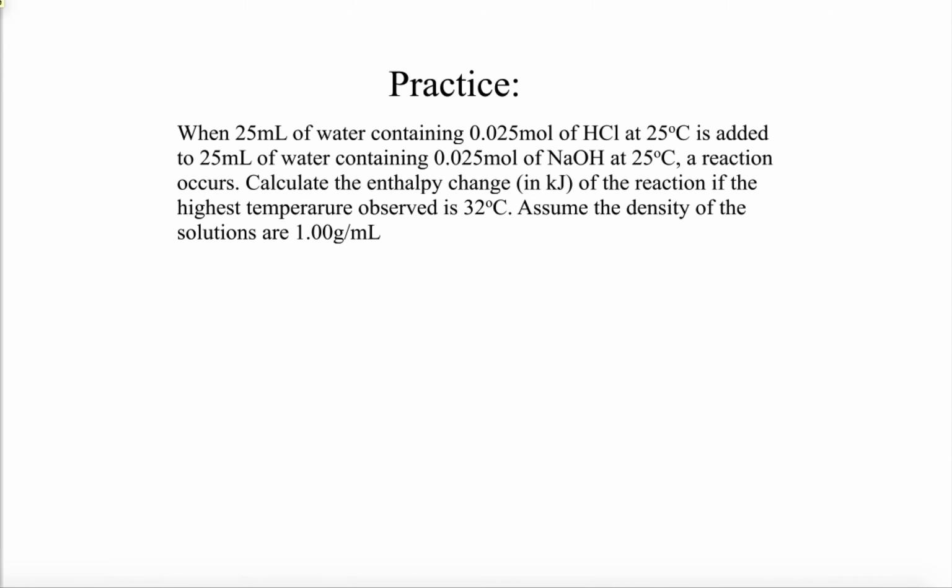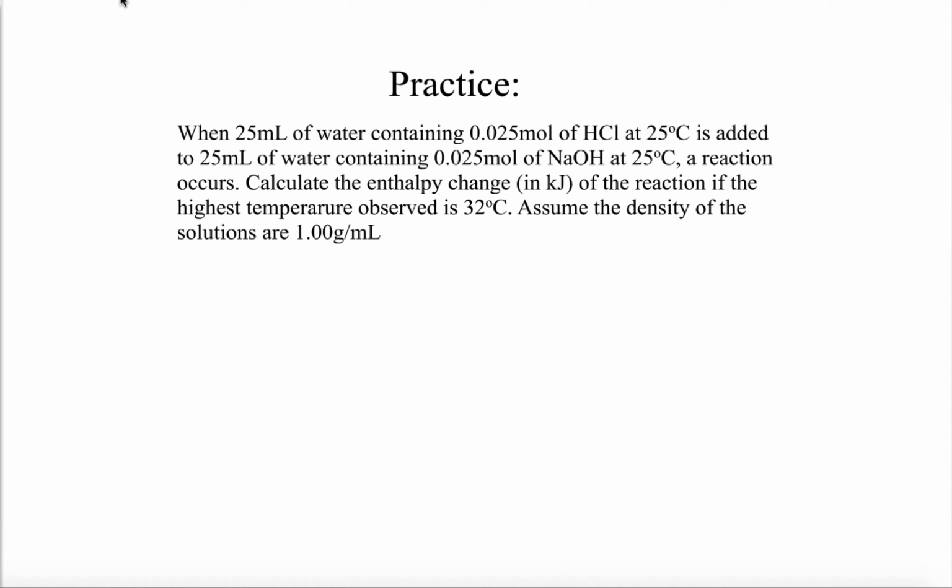When 25 milliliters of water containing 0.025 moles of hydrochloric acid at 25 degrees centigrade is added to 25 milliliters of water containing 0.25 moles of sodium hydroxide at 25 degrees centigrade, a reaction is going to happen. We want to calculate the enthalpy change in kilojoules of the reaction if the highest temperature observed is 32 degrees centigrade. We're going to assume the density of the solutions is 1 gram per milliliter. So there's a ton of information here.